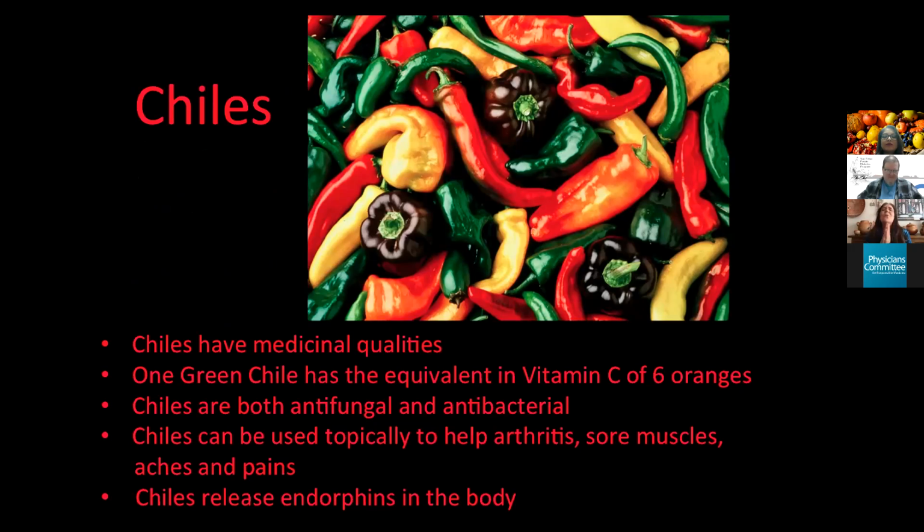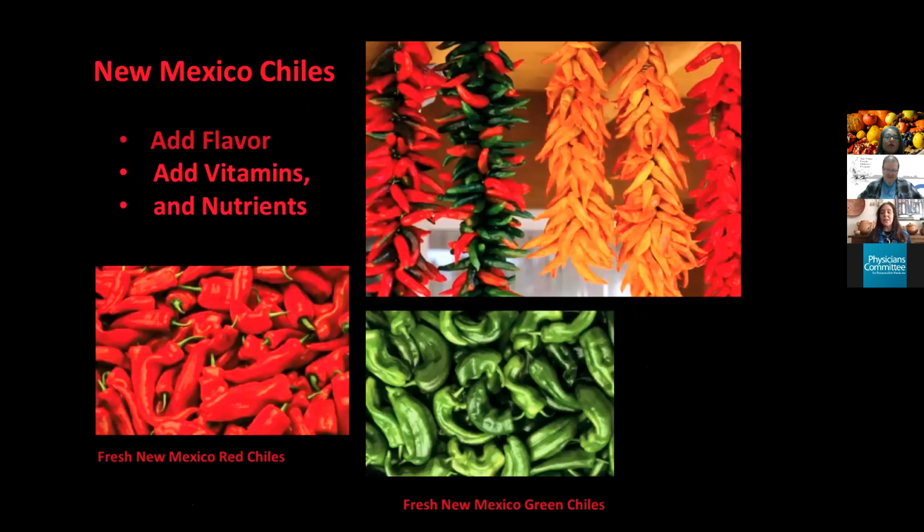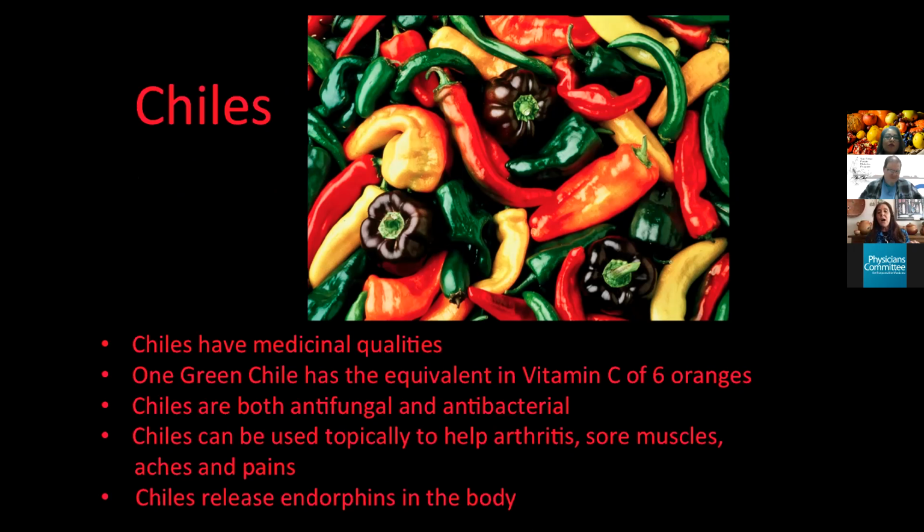Chilies, one of my most favorite, and I know a favorite amongst many of the Pueblos, have lots of medicinal qualities. One green chili has the equivalent in vitamin C of 6 oranges. So chilies are both antifungal, antibacterial, and they can be used topically, and they release endorphins in the body. And I'm going to show you a slide on that.